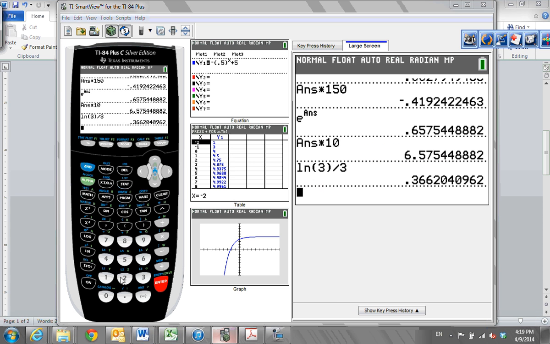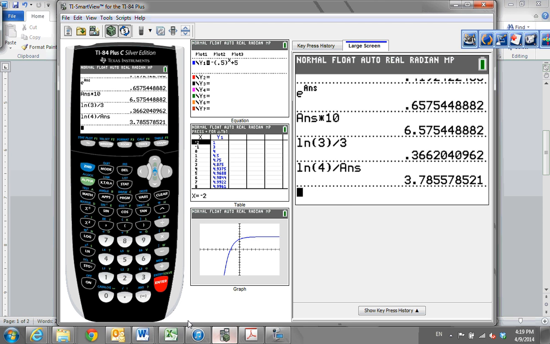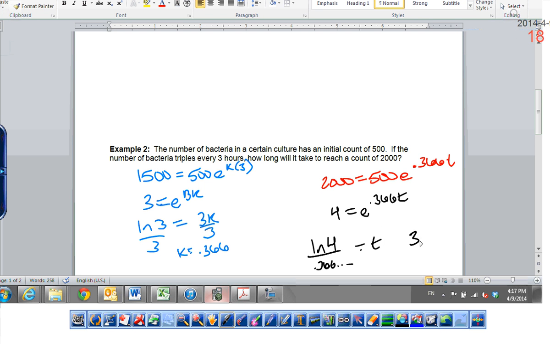So natural log of 4 divided by that number, 0.3660, and I get 3.786. And that's hours, right? Cool.